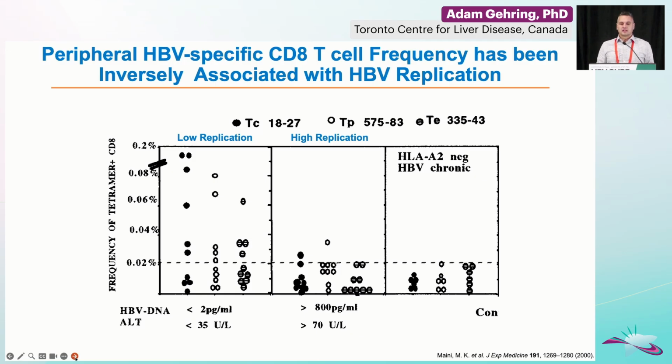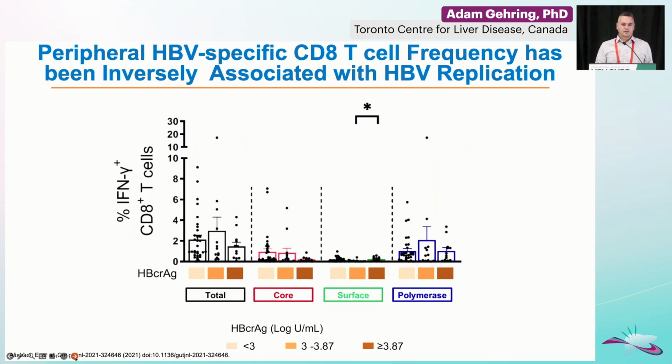More recently, studies have been done looking at the levels of core-related antigen. And this is a functional experiment here, not tetramers, using intracellular cytokine staining. What you can see is that these patients with high HBV core-related antigen, I'm sorry, this pointer keeps disconnecting on me. It's not advancing.